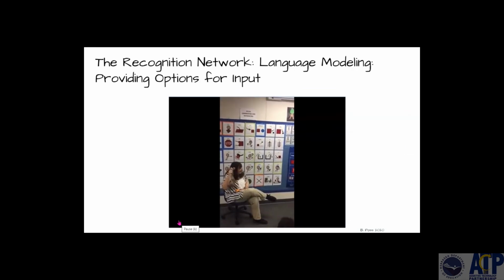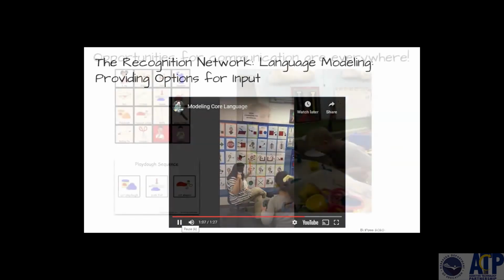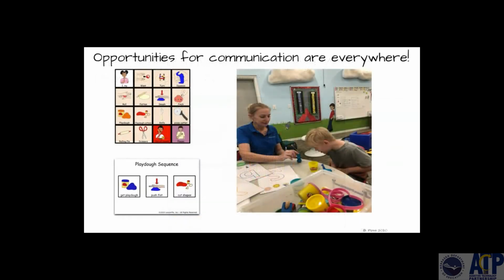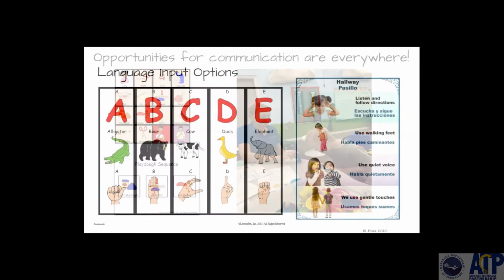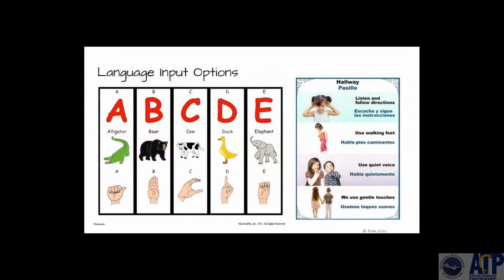Ooh, it's so exciting. Opportunities for communication are everywhere. At the Play-Doh table, provide a communication board for expressive output and a sequence chart for receptive input to support Play-Doh play. Language input options are not just for children using augmentative communication devices. They are also for our multilingual learners.